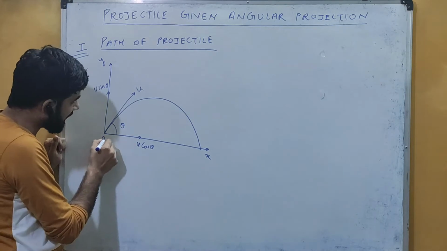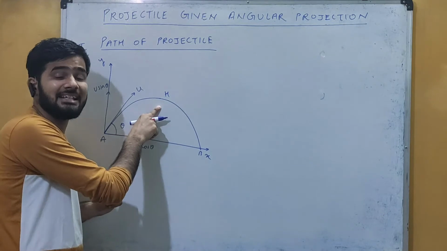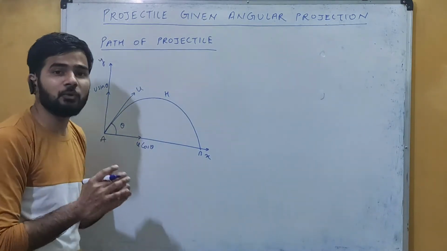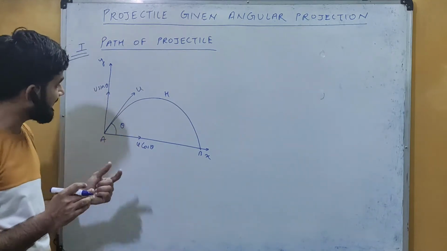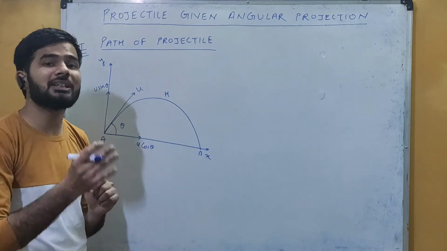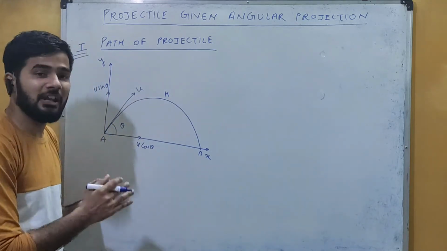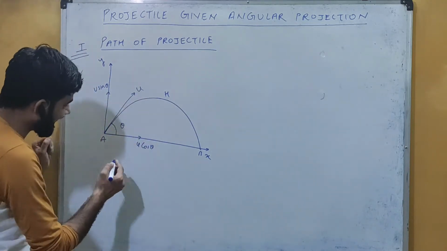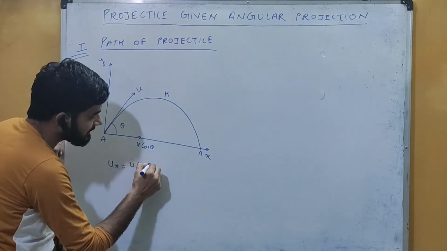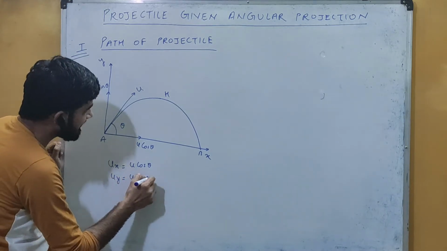Okay, I will consider this point to be A, this point to be B, and this point to be H. This point H is the maximum height which is covered by that projectile. Now here we have to find the path of projectile, and the object is moving along two different axes. So we have to consider the motion along the x-axis and the motion along the y-axis, and before that we'll have the velocities along the different axes. So I can write this initial velocity along x-axis is u cos theta, and this initial velocity along y-axis is u sin theta.